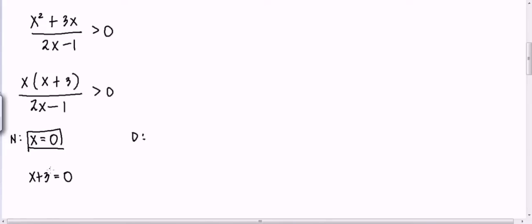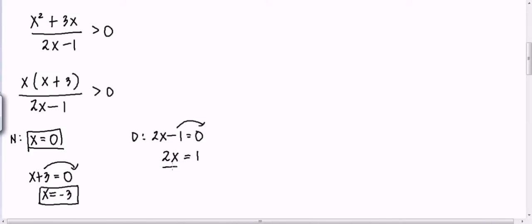So, x plus 0. Ito, i-transpose, so magiging negative 3. Ayan. So, meron tayong dalawa sa numerator. And then, denominator, 2x minus 1 equals 0. So, lipat doon, magiging 2x equals positive 1. So, divide both sides by 2. So, ang 0 ng denominator ay 1/2. Okay? So, meron na tayong zeros. Now, i-test natin kung kasali ba siya or hindi siya kasali, kung included ba yung value or hindi.